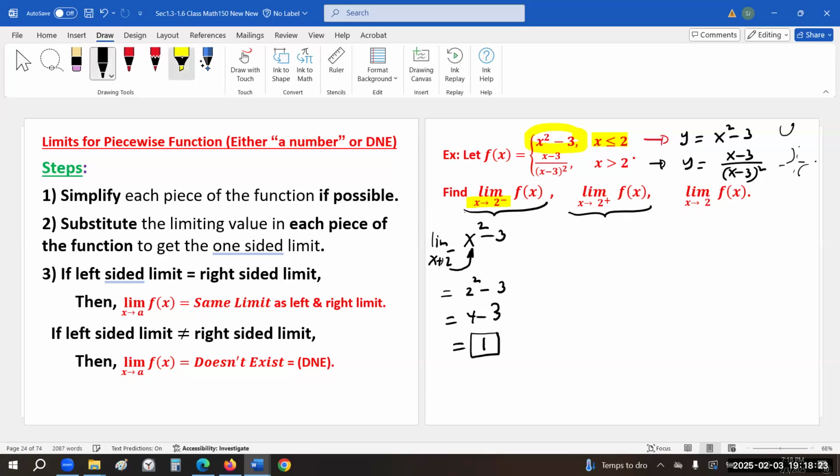Now in the next one, it says go to the function that is on the right of 2. Right of 2 means all the numbers that are bigger than 2. So for all the numbers bigger than 2, we have this function. So we have limit as x goes to 2 from the right side of x minus 3 over x minus 3 squared. Now, what do you observe in this function before you go any further? Do you observe something?